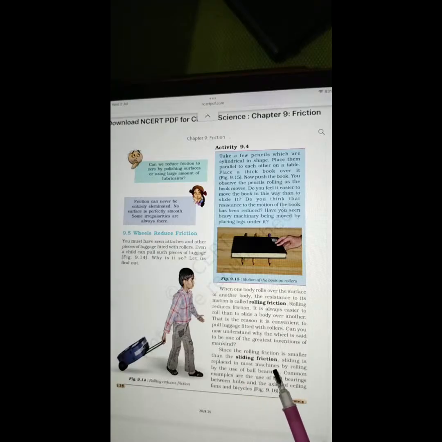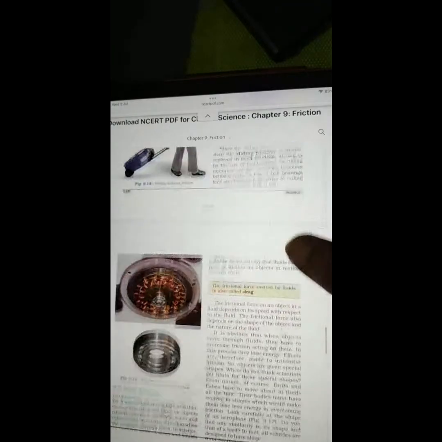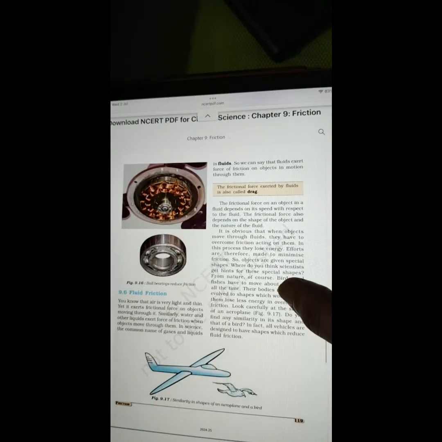Since the rolling friction is smaller than the sliding friction, sliding is replaced in most machines by rolling by the use of ball bearings. Common examples are the use of ball bearings between hubs and axles of ceiling fans and bicycles as shown in figure 9.16.